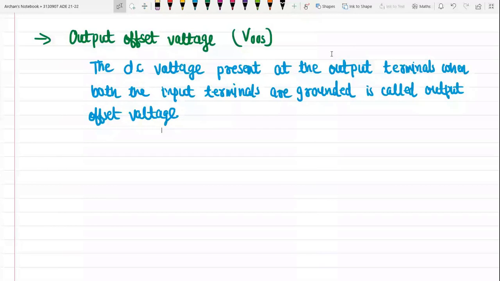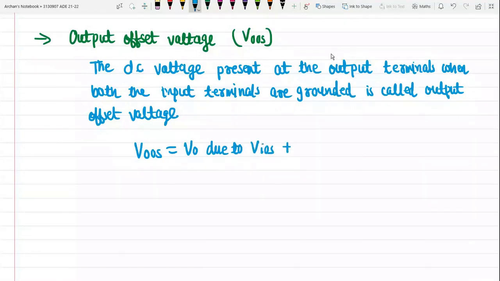Okay, so we were talking about this output offset voltage. Mathematically, if we wish to write down the equation for output offset voltage, then it is the output voltage due to input offset voltage plus the output voltage due to bias current, that is IB. Okay, so these two are the factors which will cause the output voltage when the input terminals are grounded, and that DC output voltage is known as output offset voltage.